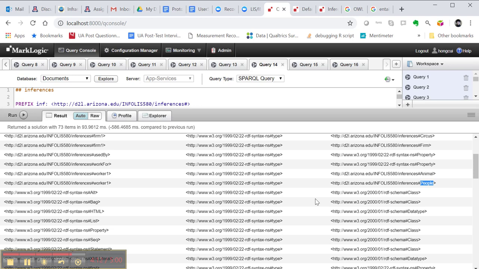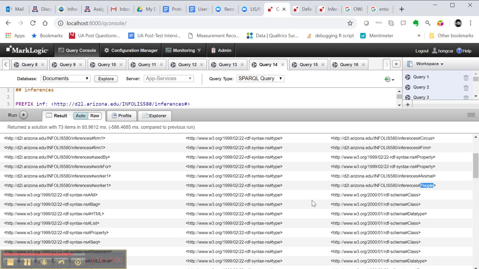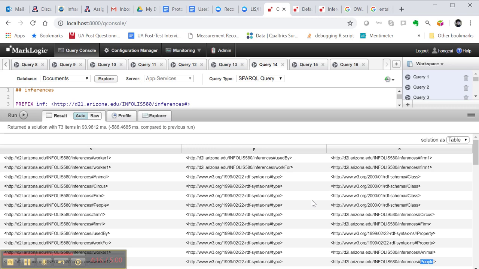So this example shows you that RDFS doesn't complain. It will not tell you there are conflicts. It will just try to reason based on what you tell it. The result of the reasoning may be unexpected. In this case, we obviously know the firm is not a circus, and some people are not animals, in that sense.